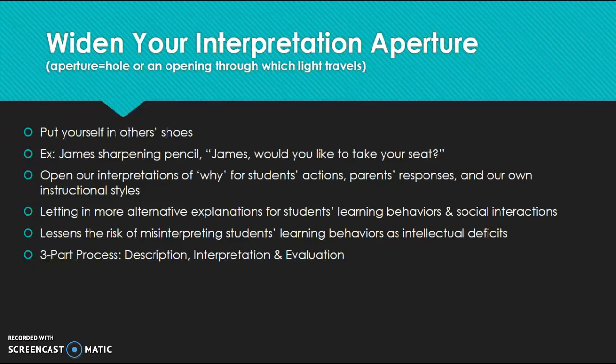So the video ended, but there's still a little more to go. The three-part process involves description, interpretation, and evaluation.